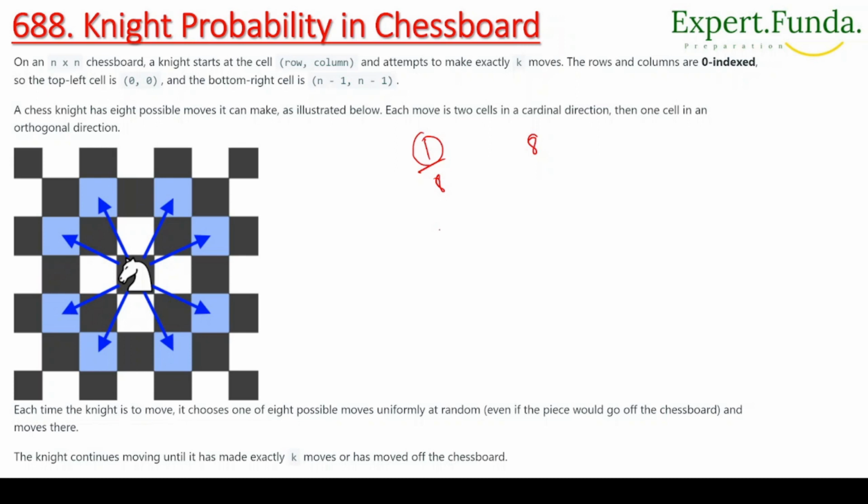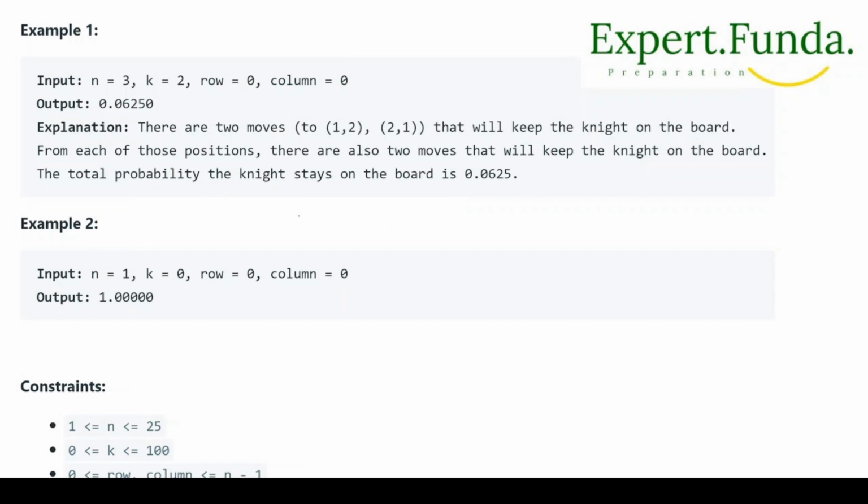Okay, so let's suppose we are given n equal to 3 and k equal to 2. So n equal to 3 and k equal to 2 means there are 2 moves. He can take 1 2 and then 2 1, and that will keep the knight on the board from each of those positions. So there are 2 moves that will keep the knight on the board, and the total probability is this one.